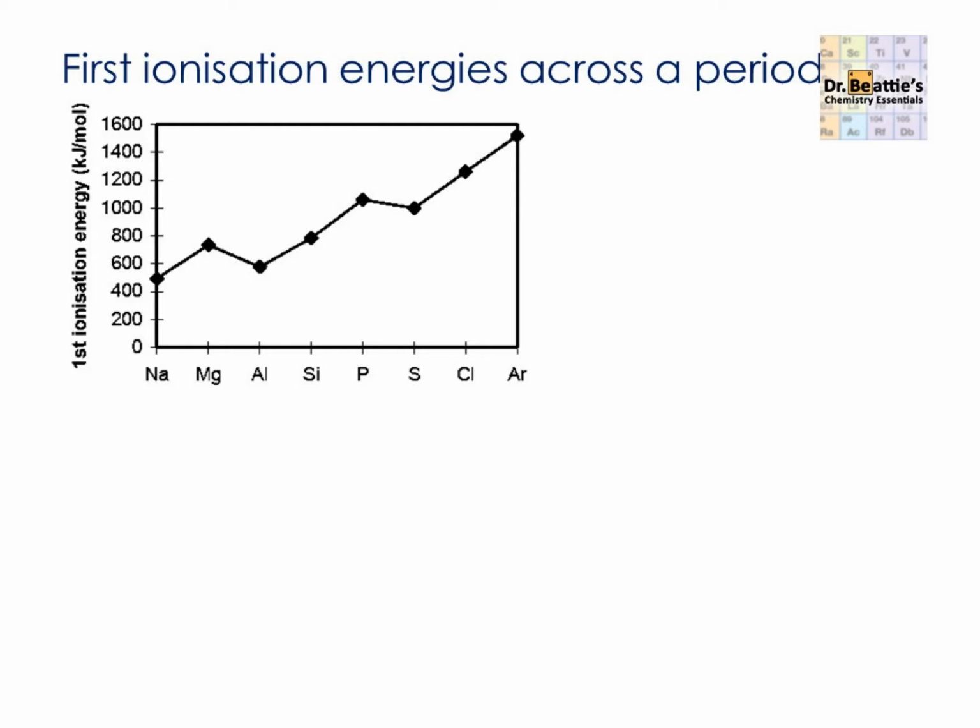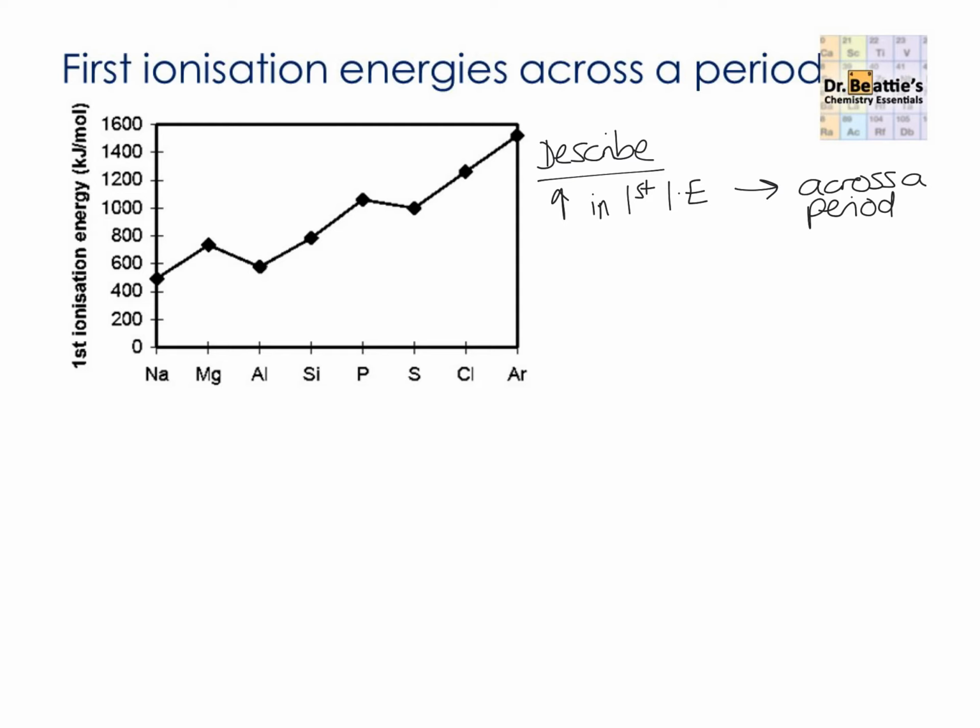Okay, so we're going to apply these ideas to our first set of data here. What we're going to be looking at is the first ionisation energies across a period, and the period that we're going to be focusing on is period 3, so sodium going through to argon. Now you can see that the general trend in terms of the first ionisation energy is that there's an uphill increase in the ionisation energy as we go across the period.